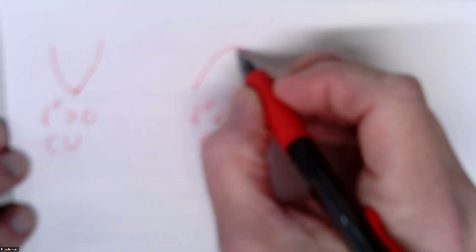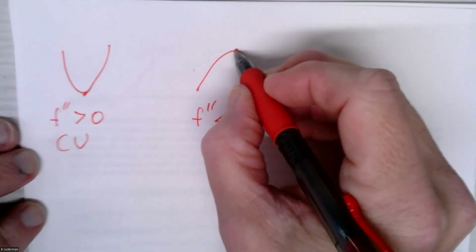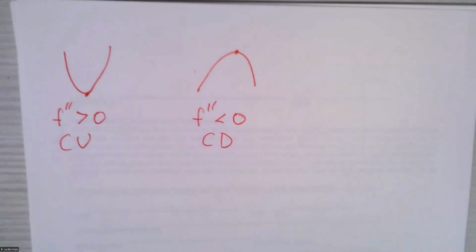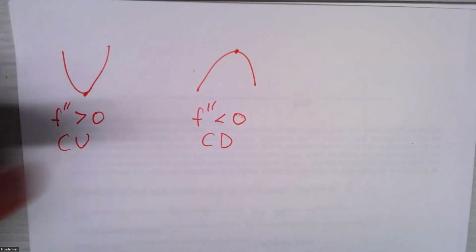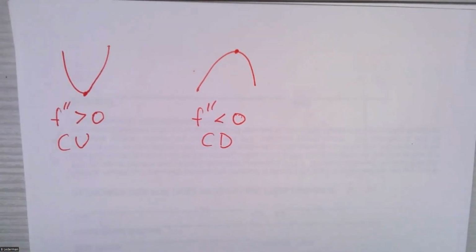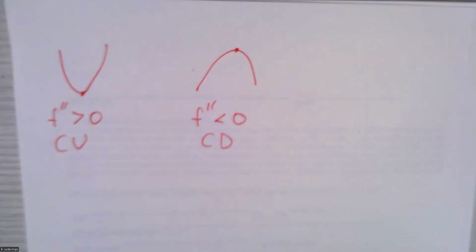If a function is concave up, that means this point right over here is a min. And if a function is concave down, that means that point is a max. So if the second derivative is positive in the neighborhood of that point, it's going to be a min. If it's negative in the neighborhood of that point, it's going to be a max.